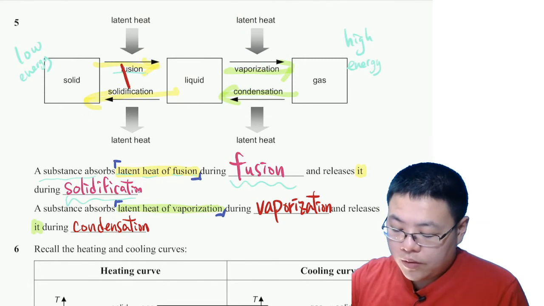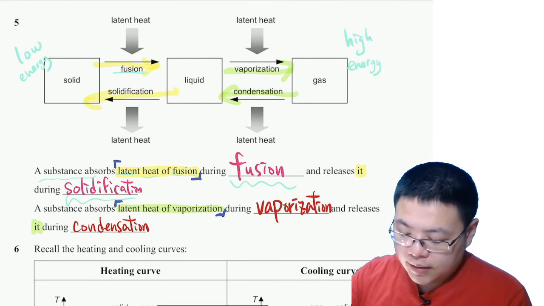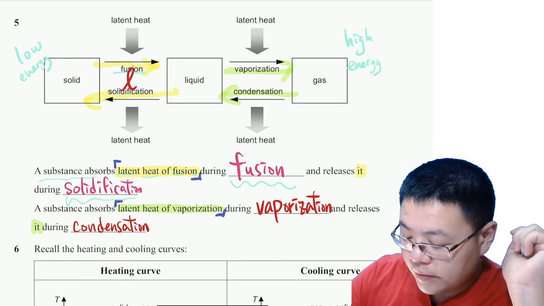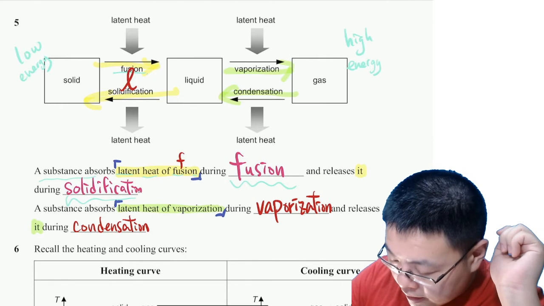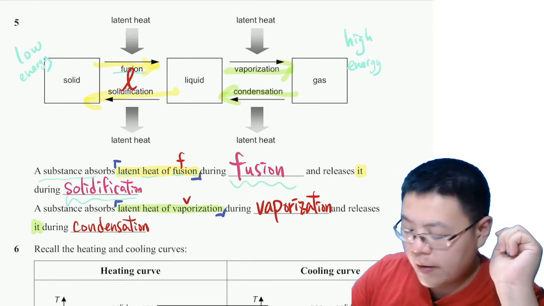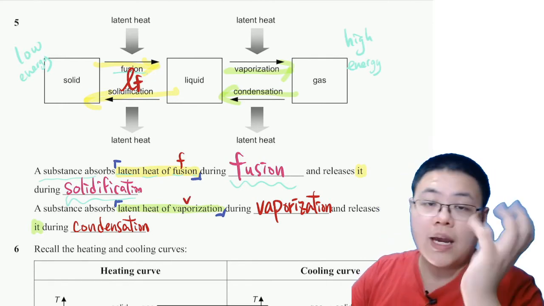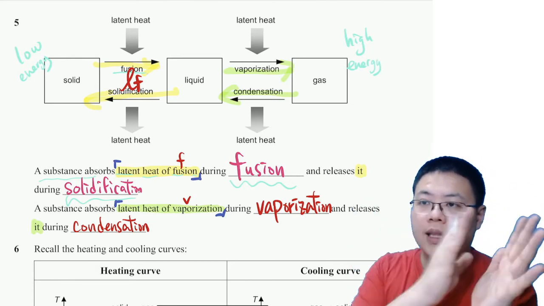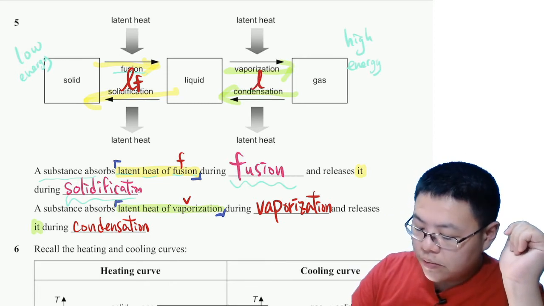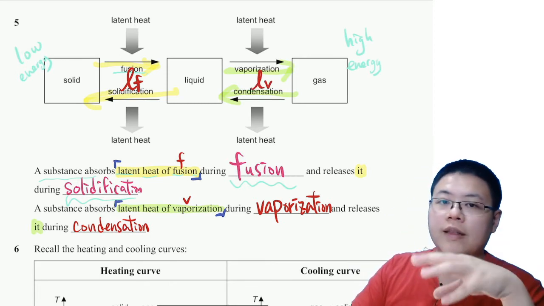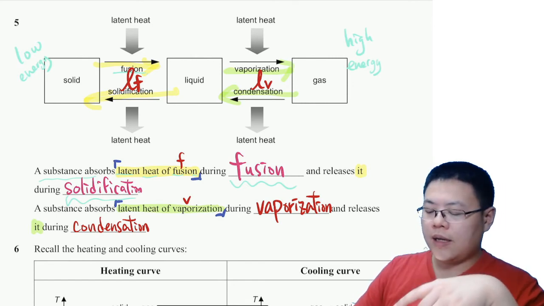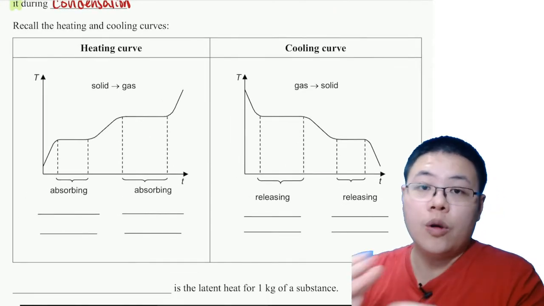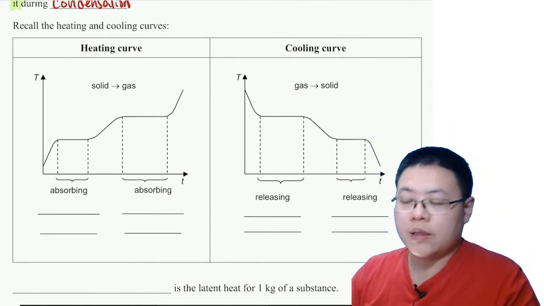And we call the latent heat, we use L to symbolize. And because there is latent heat of fusion and latent heat of vaporization, we use L small f to represent this part between solid and liquid. And we use L small v to represent the vaporization part, because the energy needed is different. So now we have the terms we can use to describe the situation.